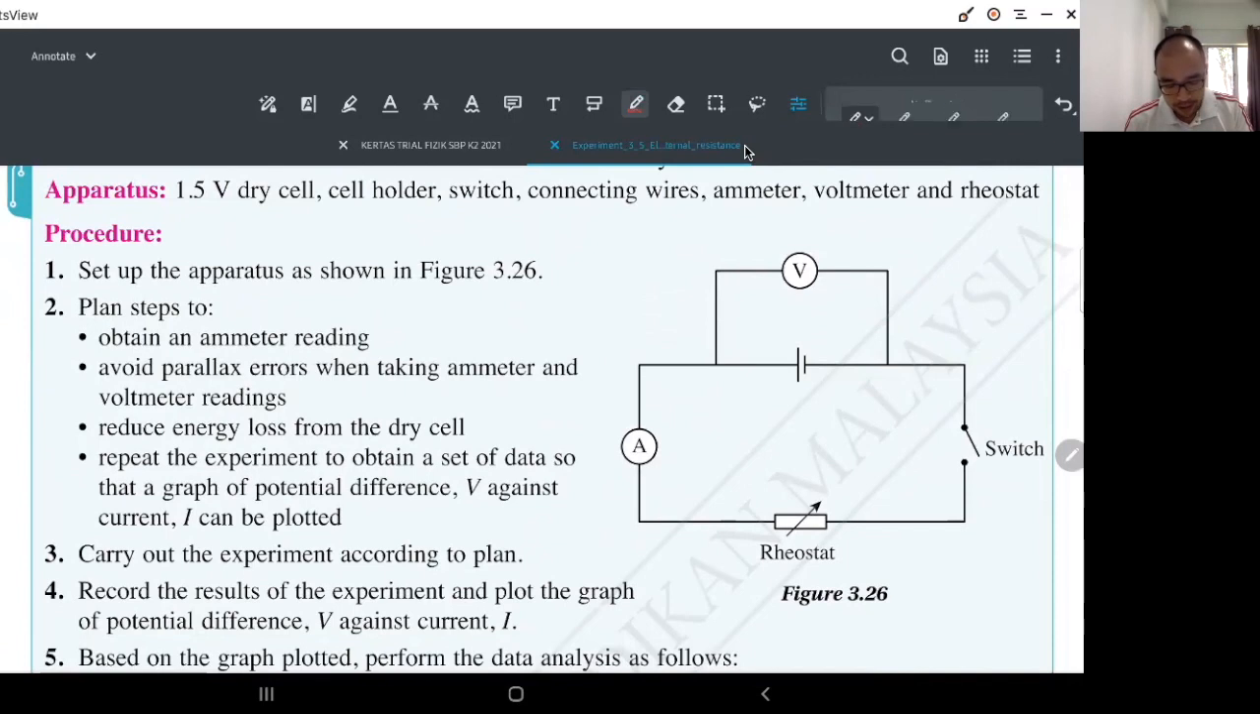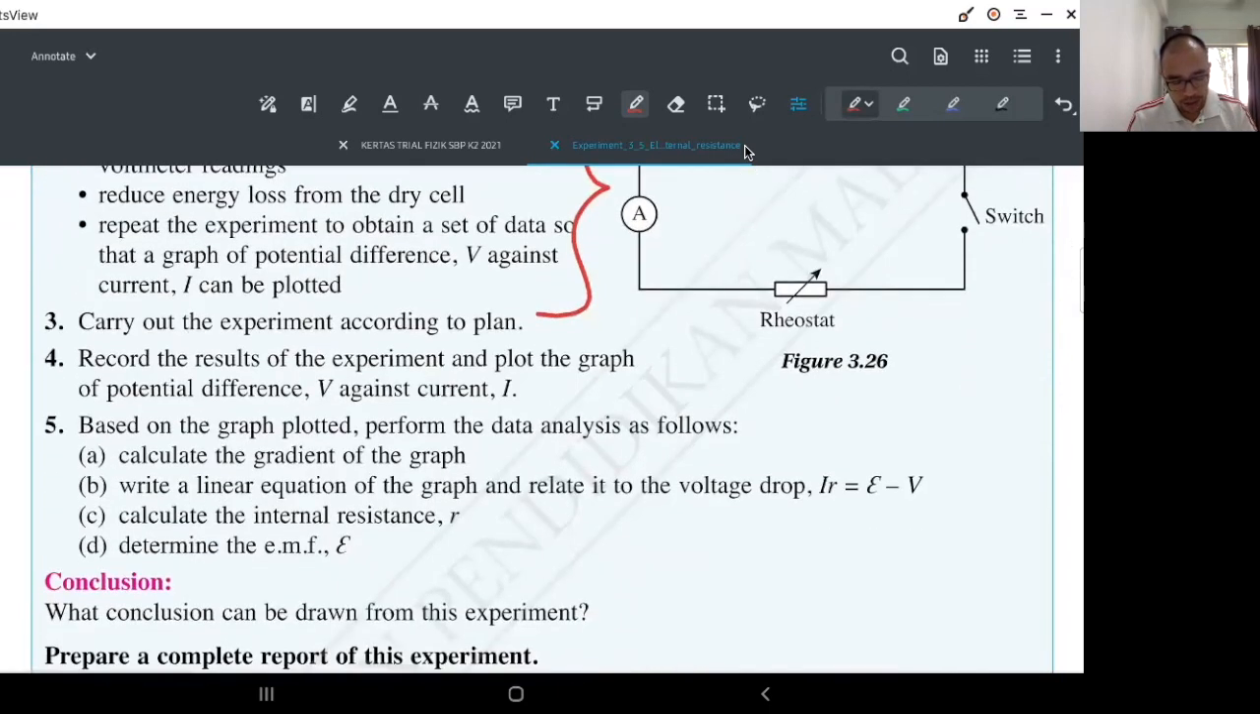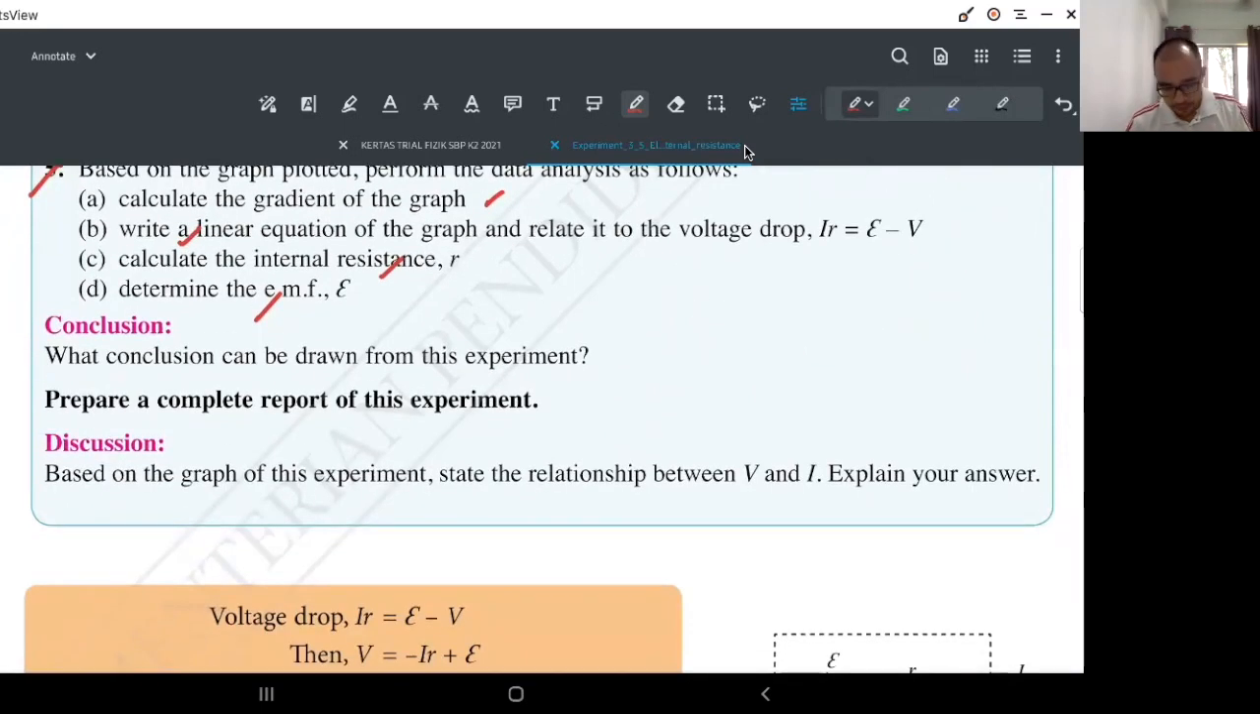It means the steps you have to plan yourself. You have to write down the steps: what do you do, what do you do next. So this would be an example of an open experiment. Based on this, you will be asked to record the results based on the graph, then calculate the gradient and write a linear equation. These are pretty standard questions, and I feel that whether it is an open experiment or a guided experiment, you will still have to draw this. For an EMF experiment, you cannot really run very far away. So state the relationship between V and I, and so on and so forth.